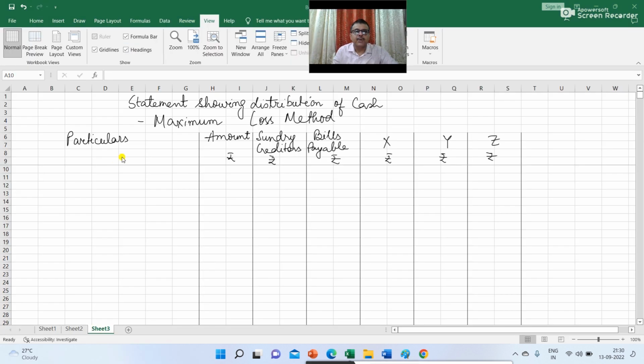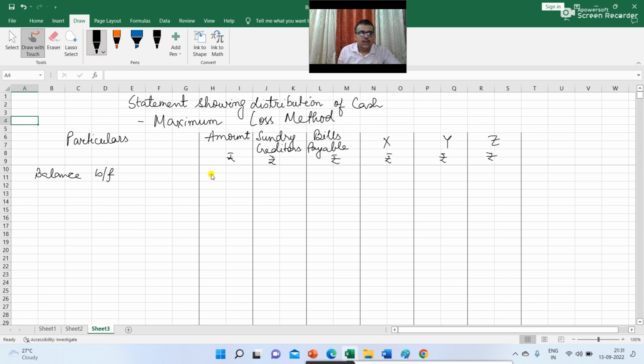So here we are preparing the statement showing distribution of cash, and the method that we have adopted here is the maximum loss method. So we have prepared the 7 columns here. First column is the particulars, then amount, then sundry creditors, bills payable and partners X, Y and Z. So what is the amount of balance brought forward? The amount which was due to each of these partners X, Y and Z and the sundry creditors and bills payable.